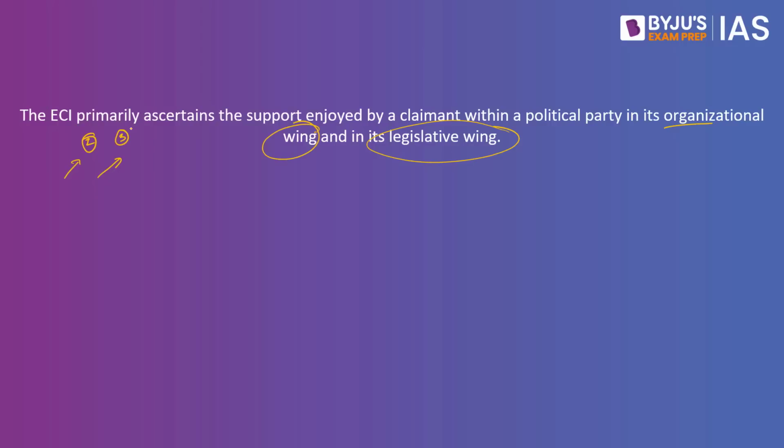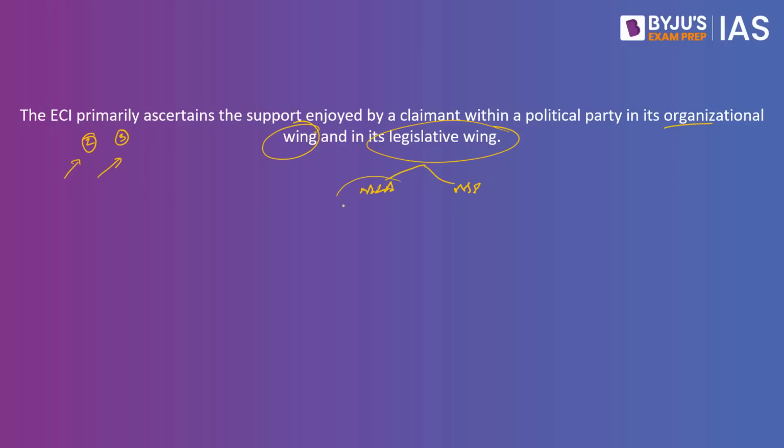The second is with respect to the legislative wing. What do we understand by legislative wing? You have the members of the political party who go on to contest the elections as well. After they contest, they go on to win the elections and ultimately they may become MLAs in the Legislative Assembly or they may also become members of Parliament.